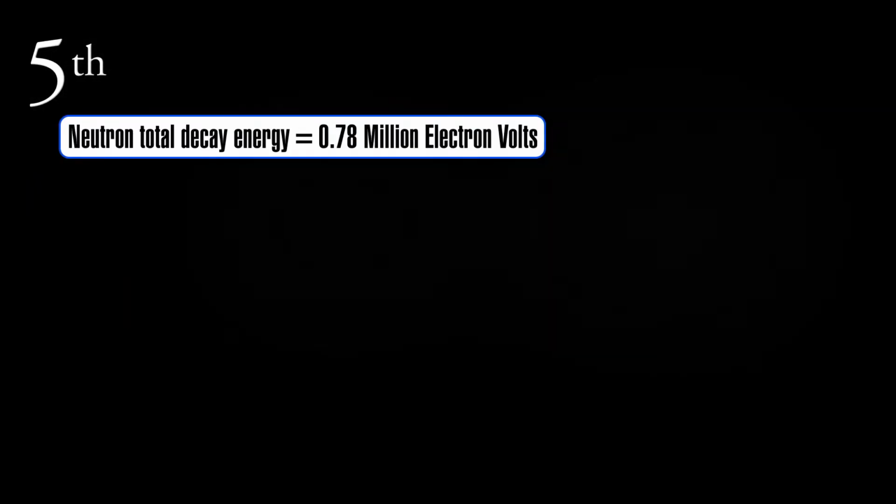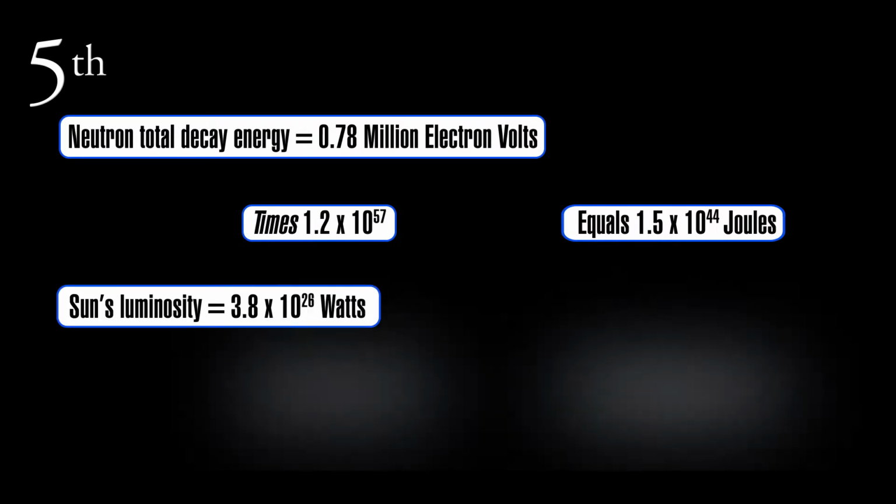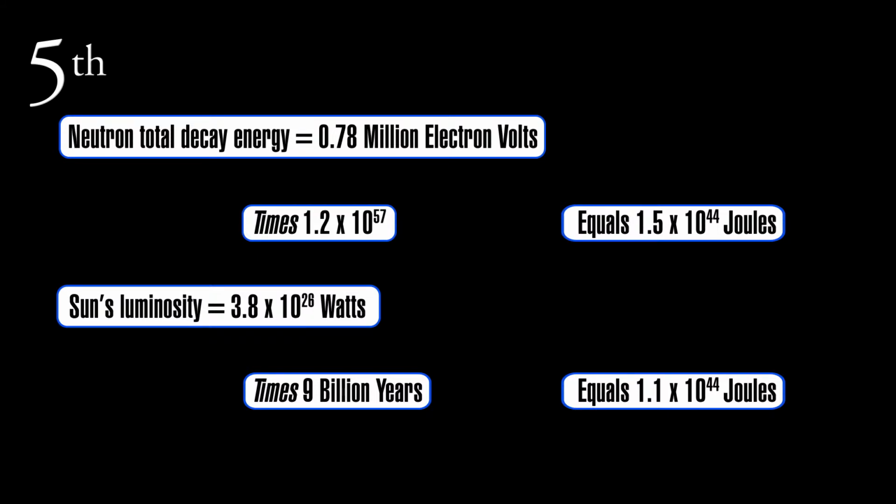Maybe. Fifth, when a neutron decays, the energies of the proton, the electron, and the antineutrino all vary. However, the total decay energy remains the same, 0.8 million electron volts. The same factor, 1 times 10 to the 57, used to scale a mass from the quantum scale to the cosmic scale, is used to scale an energy from the quantum scale to the cosmic scale. 0.8 million electron volts scales up to 1.5 times 10 to the 44 joules.